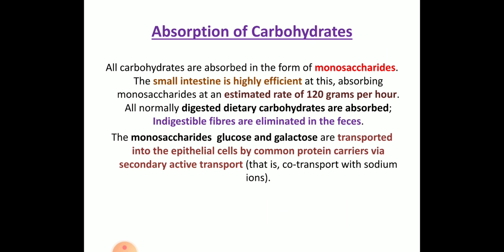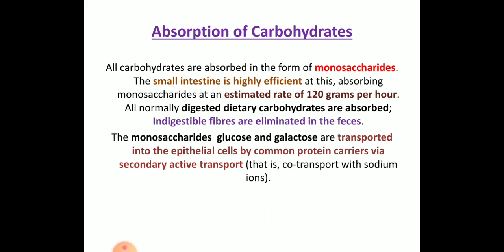So the first one is the carbohydrates. As I have mentioned, carbohydrates are absorbed in the form of monosaccharides. Here the monosaccharides may be in the form of glucose, galactose, fructose, mannose and pentose also. Glucose and galactose are the maximum absorbed. The estimated rate, as you know, is around 120 grams per hour.